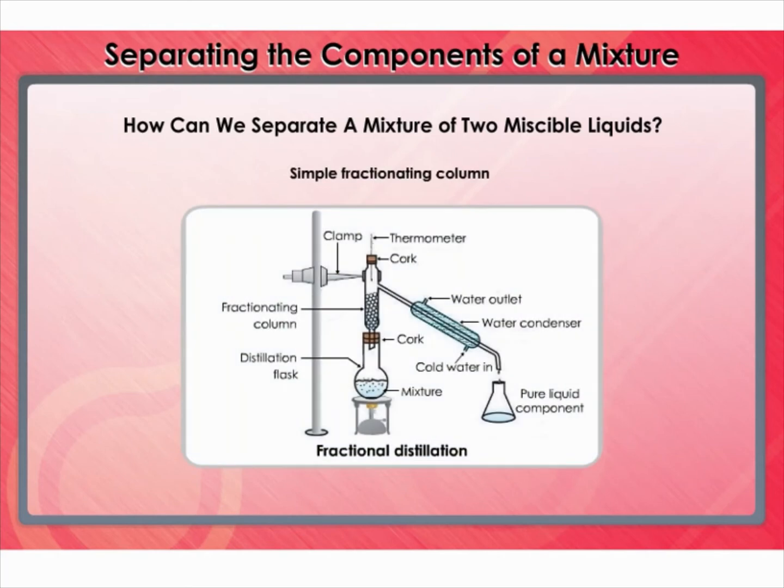Let's view a simple fractionating column. It is a tube packed with glass beads. The beads provide surface for the vapors to cool and condense repeatedly.